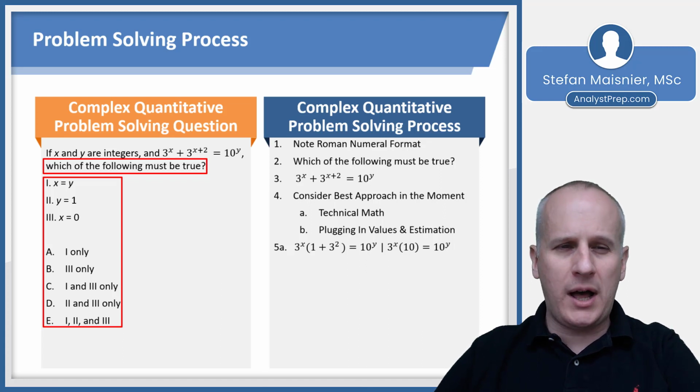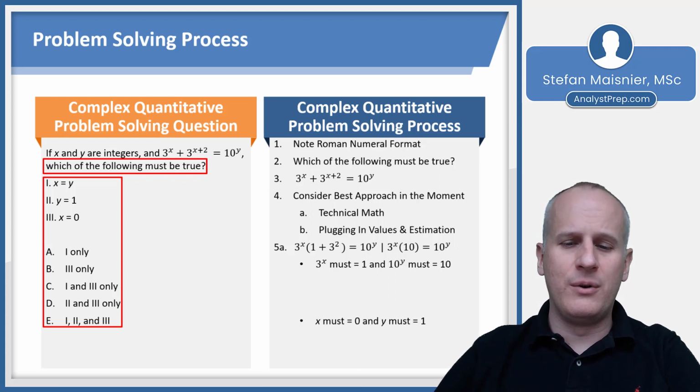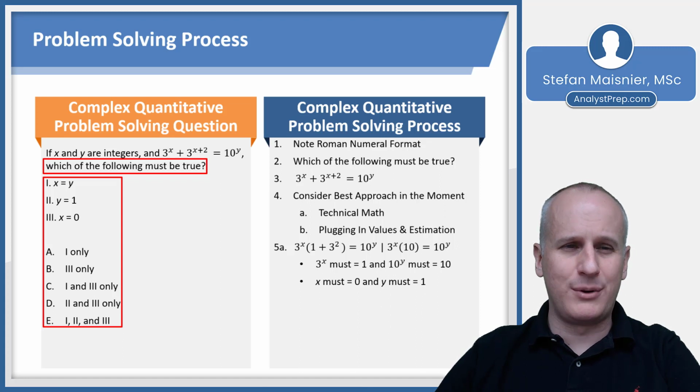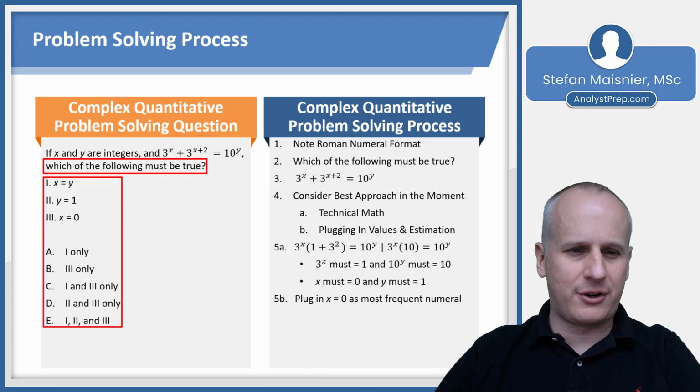And there's no other factors on the right-hand side. So 3 to the X has to equal 1, and 10 to the Y has to equal 10. Otherwise, this does not work as an operation that would be true. So we know that X has to be equal to 0, because for 3 to the X power to equal 1, that means it's to the 0 power, because any value to the 0 power is just 1. And 10 to the Y is going to have to equal 10, which means there's exactly one factor of 10 in 10, so Y has to be equal to 1 as well, and that would give us our correct answers of Roman numeral 2 and Roman numeral 3.